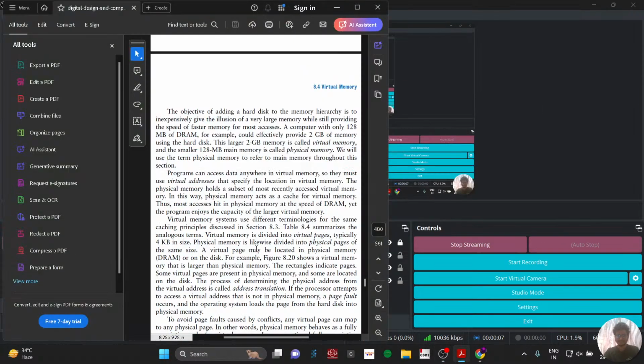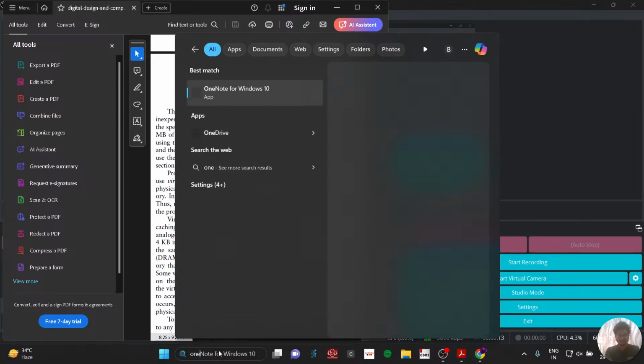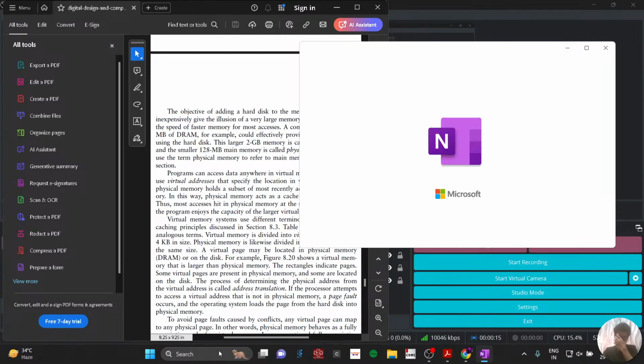Let's continue on cache memory. Yesterday we stopped at virtual memory, right?